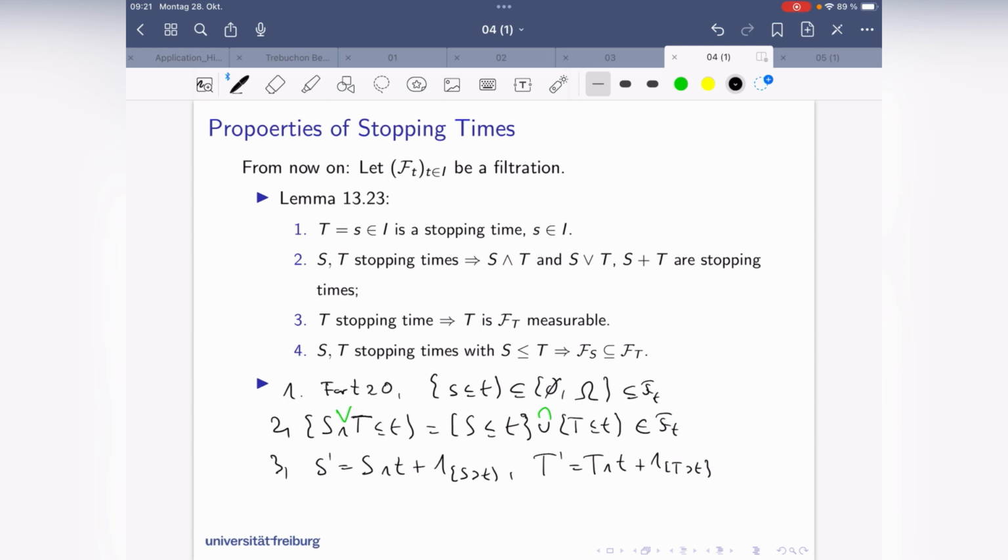well, let's write it here. So now S smaller or equal than t is in Ft. And this random variable I can also write, so S minimum t equals S on the set S smaller or equal than t plus t on the set S bigger than t. Again, this here is Ft measurable, and this one here is also Ft measurable because this is Ft measurable, and this is Ft measurable.